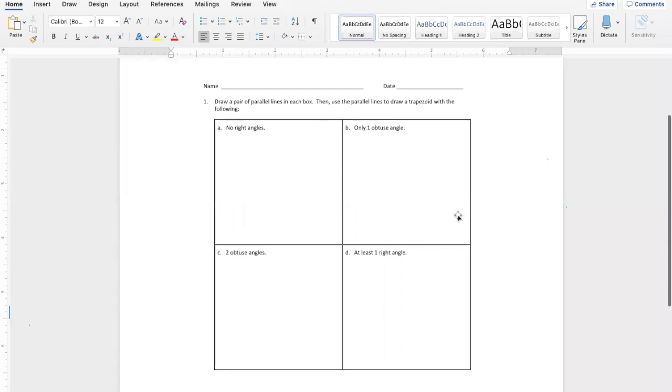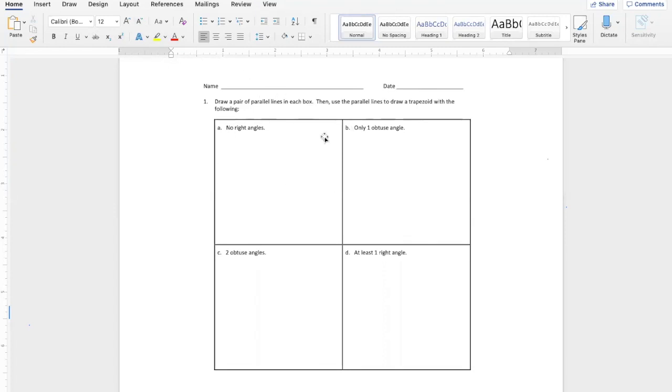And on here, we're actually going to be drawing some of those trapezoids. So let's read the directions. It says, draw a pair of parallel lines in each box. Then use the parallel lines to draw a trapezoid with the following. So this one says with no right angles. So if you have your paper in front of you and you're writing, that's fine. I was trying to do everything digitally for you today. So I wanted to go ahead and show you how to do that.